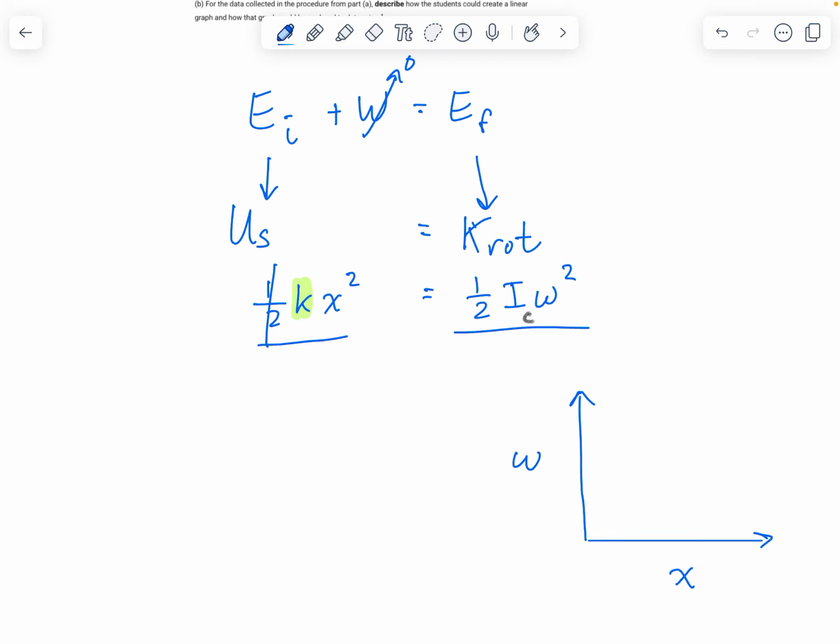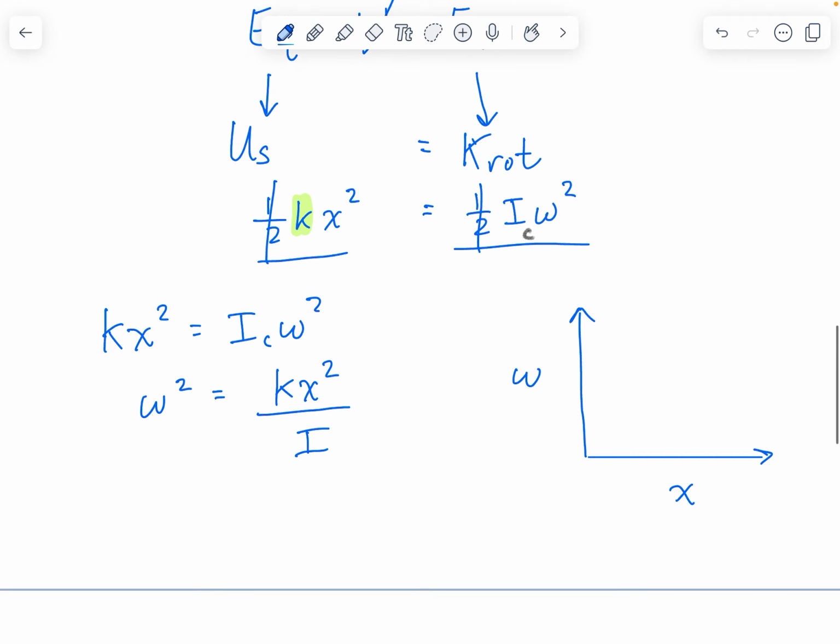Let's go solve for omega. So multiply each side by 2, and then I'll do some work over here. We have kx squared equals IC omega squared. So I'm going to flip things. I'm going to write omega squared equals kx squared over I. And then if you actually solve for omega, you have to take the square root of each side, and you get the square root of k over I times x.